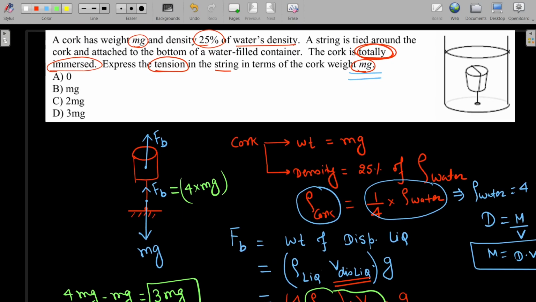Let us verify the option. So option number D should be the correct answer. I hope you have understood this question. This is a very conceptual question.